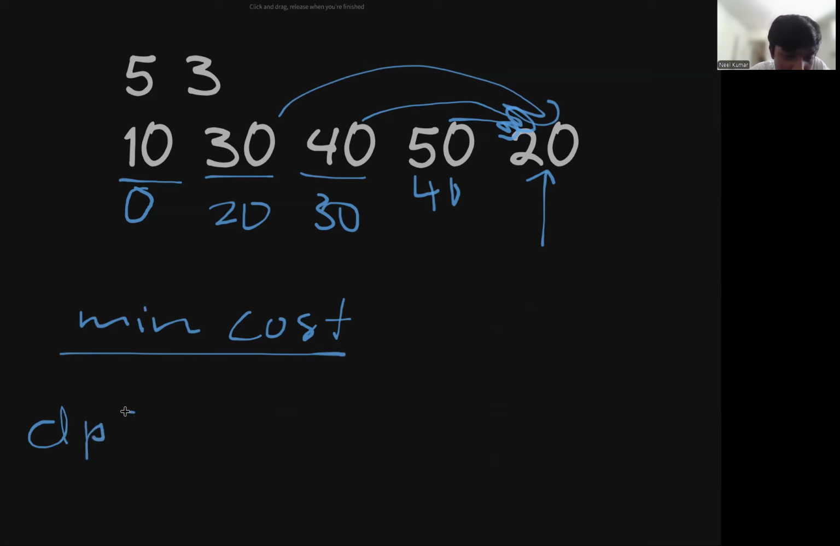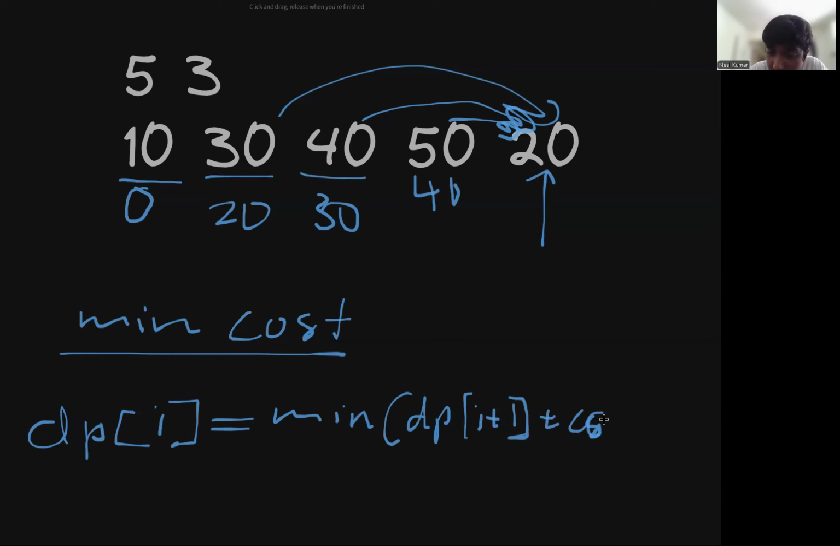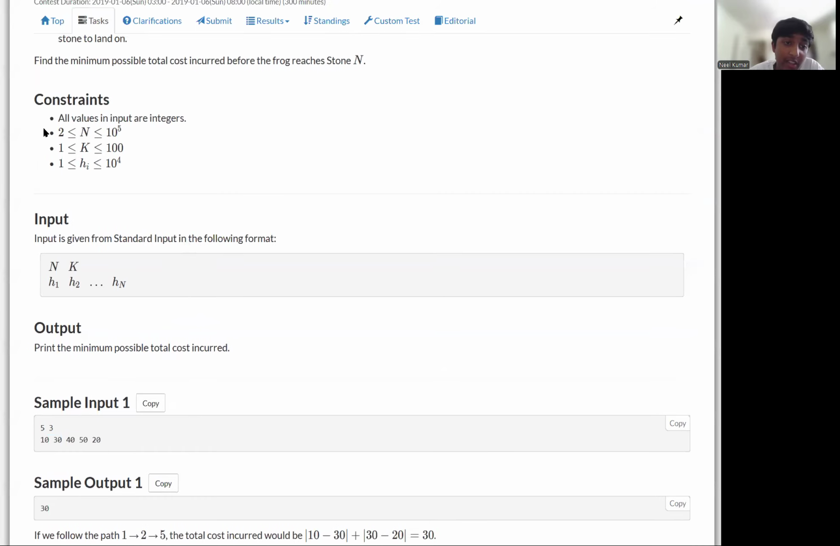So to put that in a DP relation, dp of i is equal to the minimum of dp of i minus 1 plus the cost to get from stone i minus 1 to stone i, all the way to dp of i minus k plus the cost. So as you can see, this is very similar to the solution for A, except there's just more options. Now, if we look at the constraints, this works perfectly because for each n, we just have to query k values from the DP.